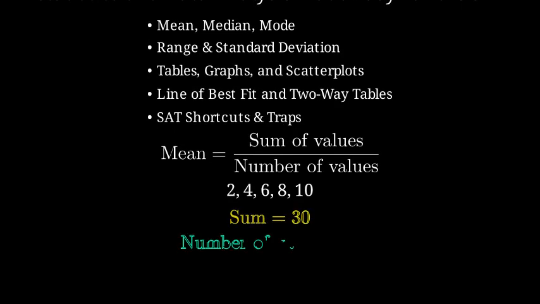Part 1 is the mean. The mean is the average. The formula is mean equals sum of values over number of values. Let's use the data set 2, 4, 6, 8, 10. The sum is 30, and there are 5 values, so the mean is 6.